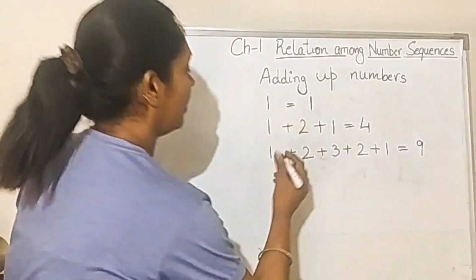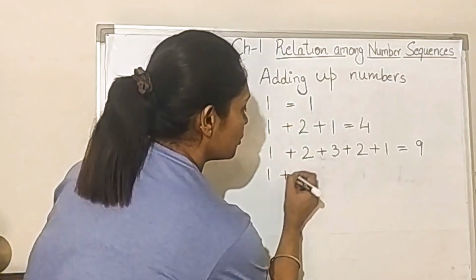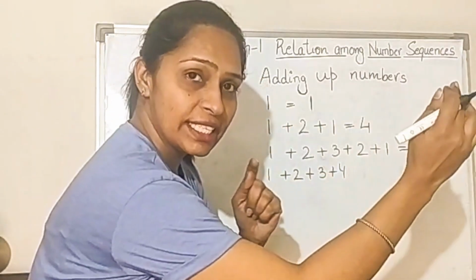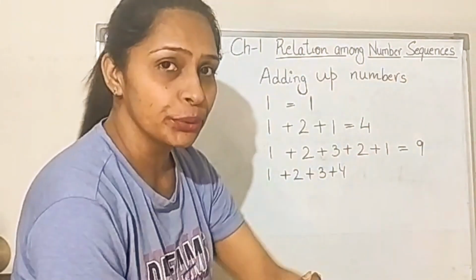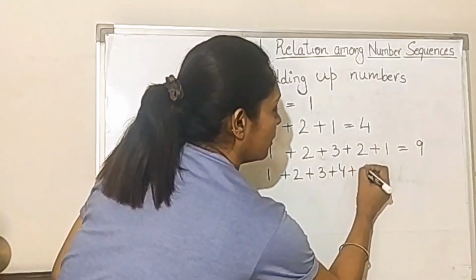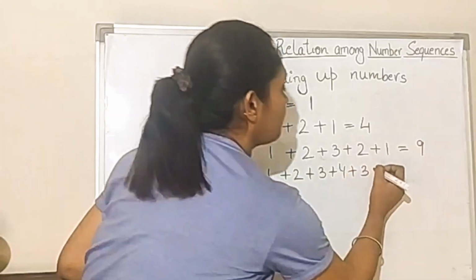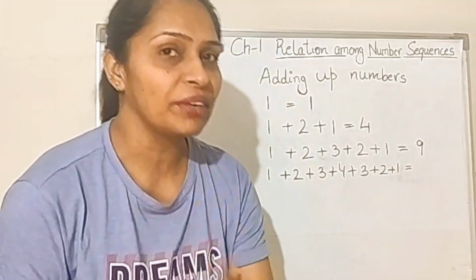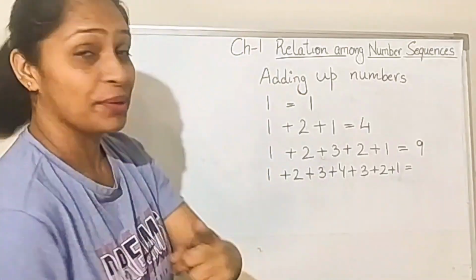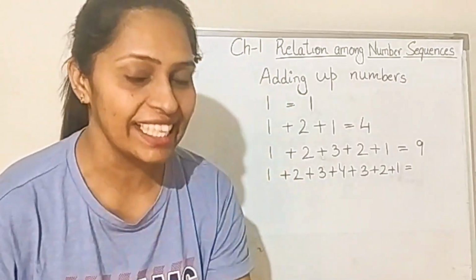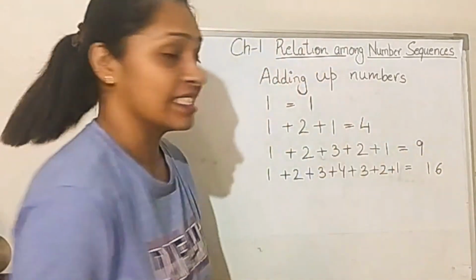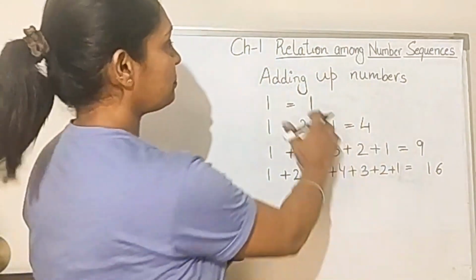Okay, say along with me. It's 1 plus 2 plus 3 plus 4. We have to go in ascending order and then we have to reduce the number, that is, in the reverse order: 3 plus 2 plus 1. Any guesses what we are going to get? Yes, those who guessed 16, that's correct, because 16 is the correct answer.